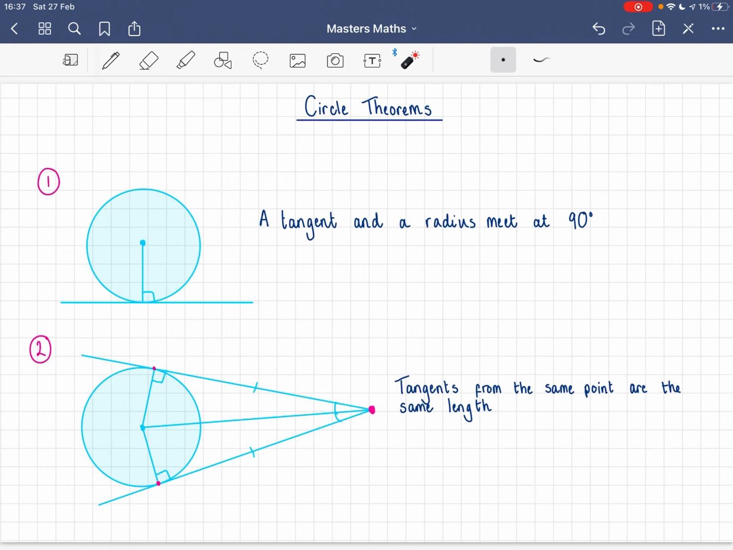We could also join the center of the circle up to the point where our tangents have started, and that would give us two right angled triangles. There's lots of ways that can then be used within an exam question. But the main point is that when you have a tangent starting from the same point, they are the same length, even if they meet the circumference at different places. Okay, so two tangents from the same point have the same length.